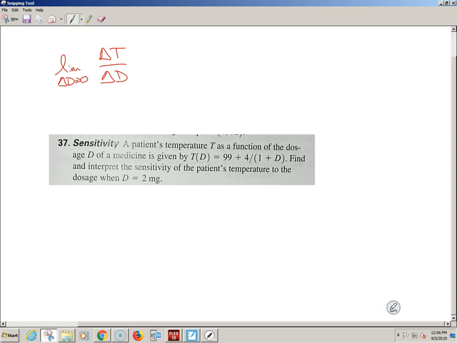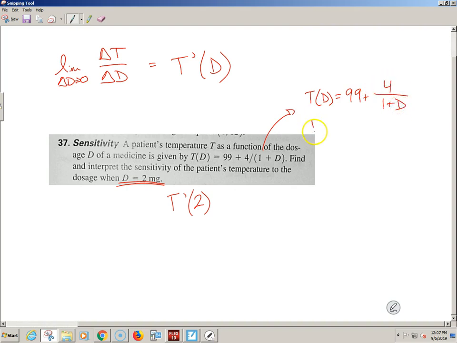We're trying to figure out when the dosage is 2 milligrams how the temperature will change with respect to dosage, basically the rate of change of temperature with respect to dosage. The nice thing is the shortcut for us, because we know derivatives, is basically T prime of D. So when it says find and interpret the sensitivity of the patient's temperature to the dosage when D equals 2, I'm finding this such that D is 2. If we rewrite this in a nice way, I get 99 plus 4 over 1 plus D, for T prime.